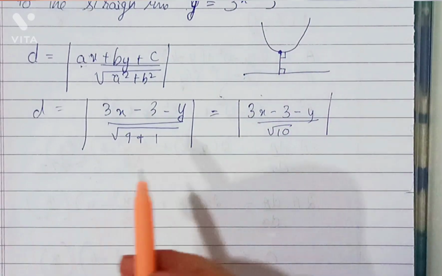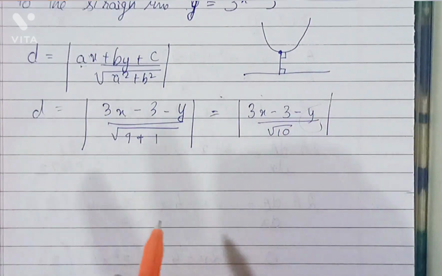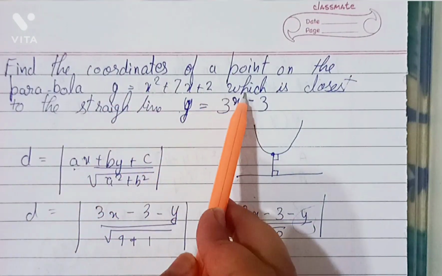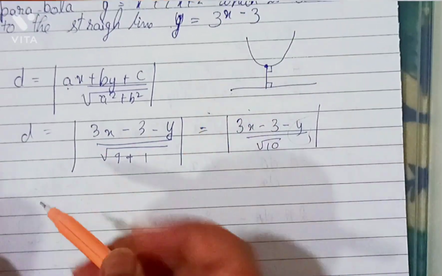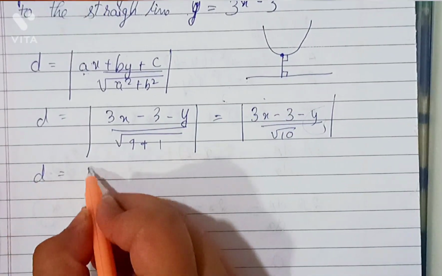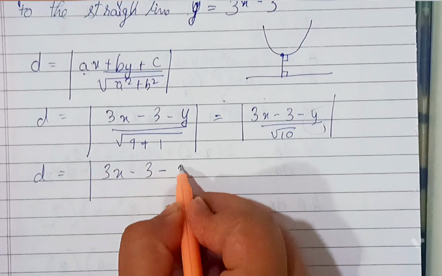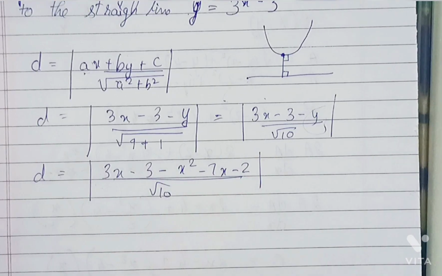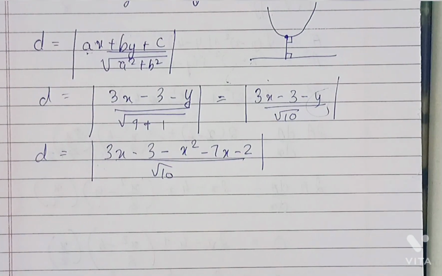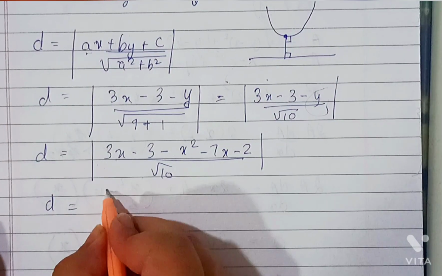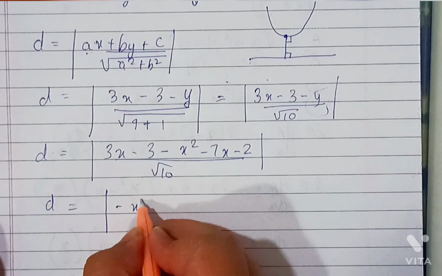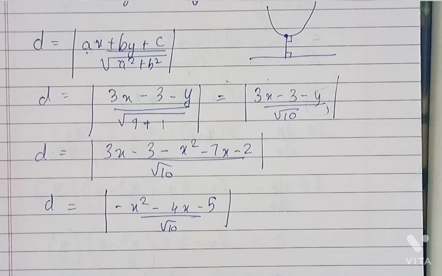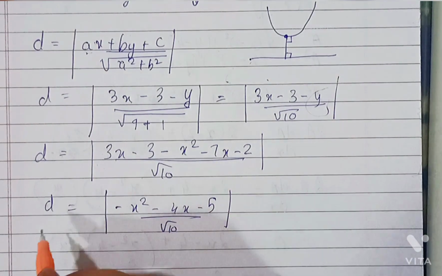Alright, now we need to take this whole equation into a single term. So what I'll do, I have another equation, that is y is equals to x square plus 7x plus 2. So I'll substitute this y. So my distance d would be equal to 3x minus 3 minus x square minus 7x minus 2 upon root 10. Alright, now I could differentiate it easily. First I'll simplify it further and then I'll differentiate. That is minus x square minus 4x minus 5 upon root 10. So minus could get cancelled also, since mod sign is there.